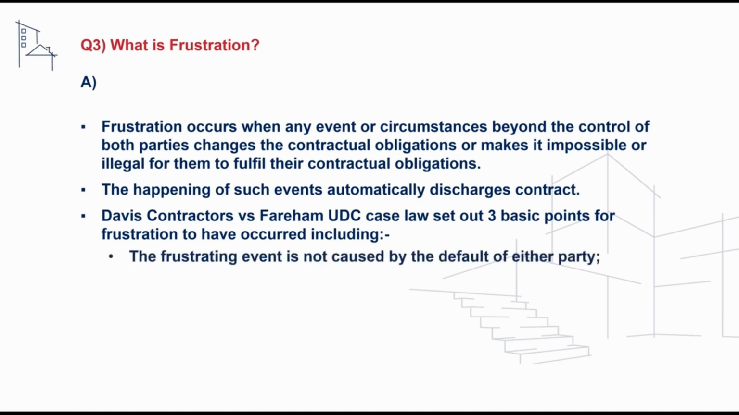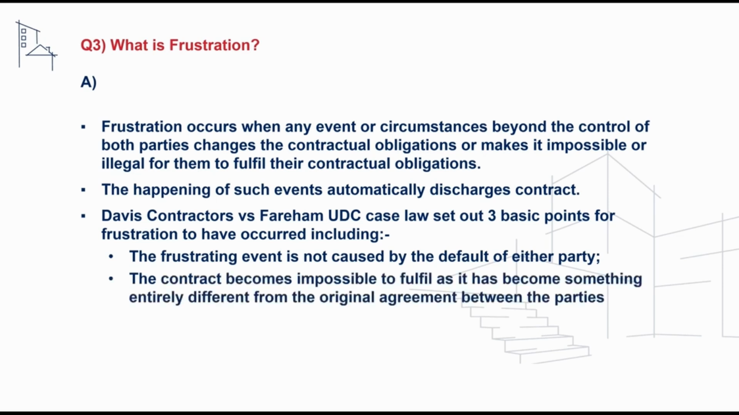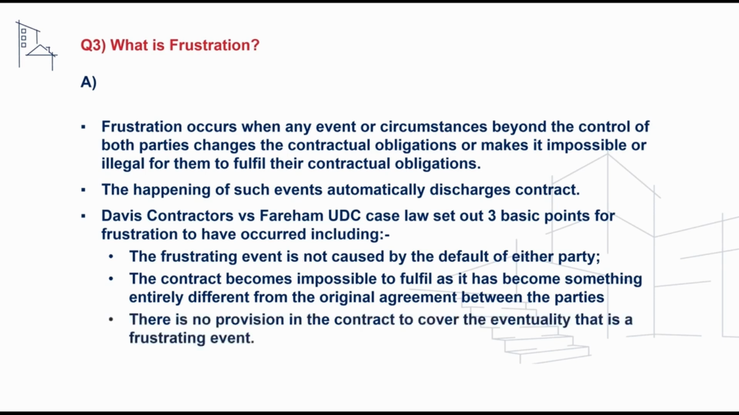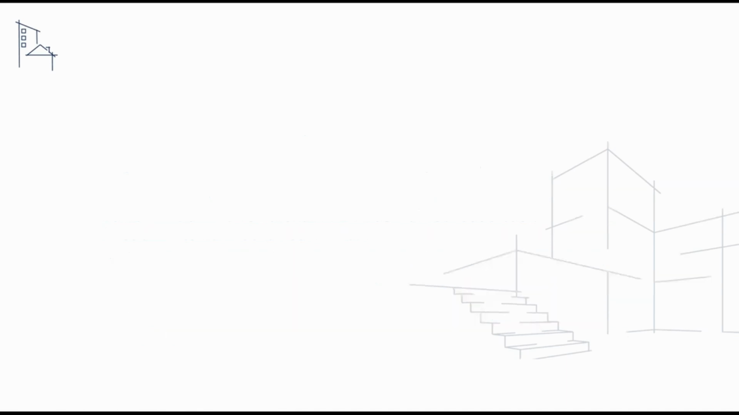This requires that the frustrating event is not caused by the default of either party. It requires the contract to have become impossible to fulfill, as it becomes something entirely different from the original agreement, and it also requires that there is no provision within the contract covering the eventuality that is the frustrating event.